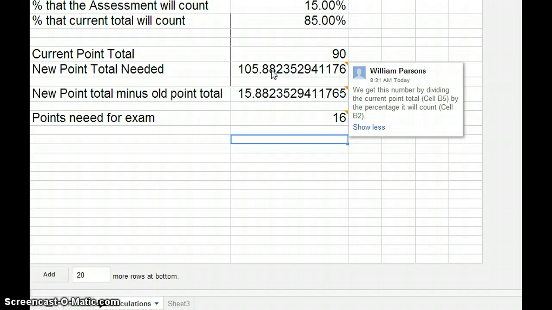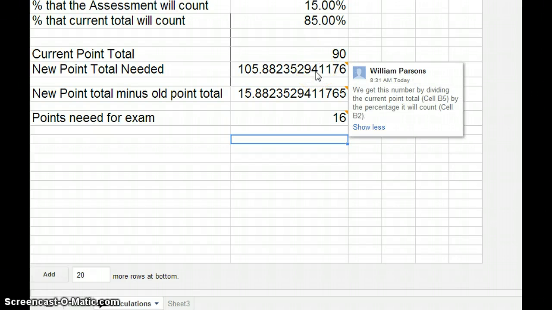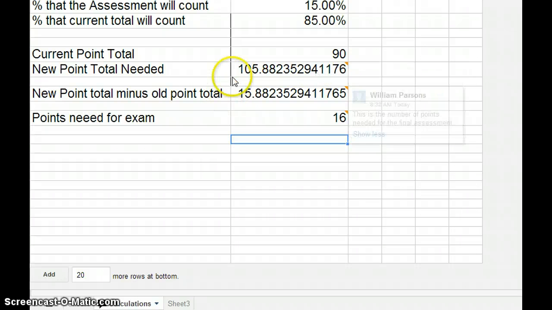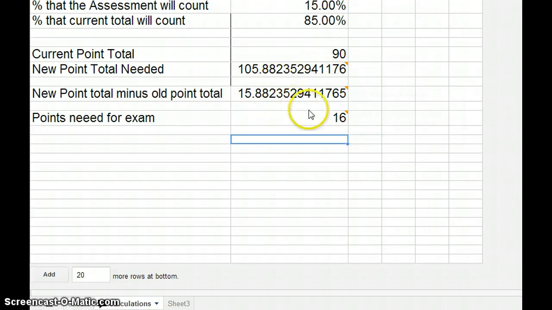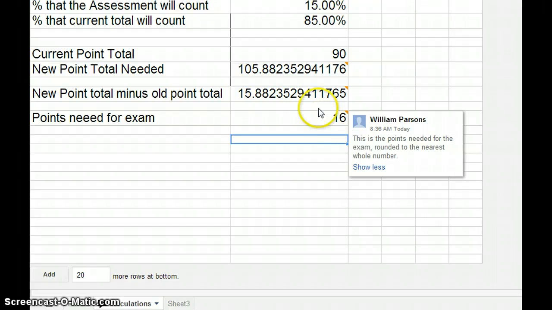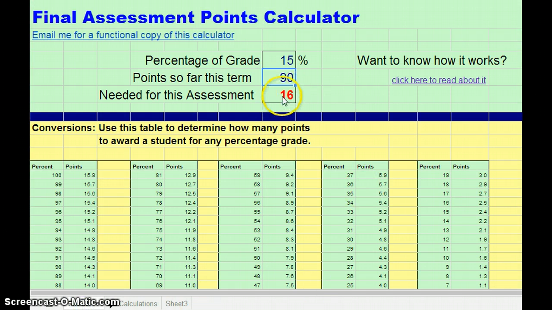In order to find out the number of points we need for the exam, we're just going to subtract this number here, your 90, the points that you already have, from the new point total. And the easy way to do that is to round this up from 105.88 to 106. So 106 minus 90 gives you 16. And this is the other total. So 16 is your total, and that shows up over here.